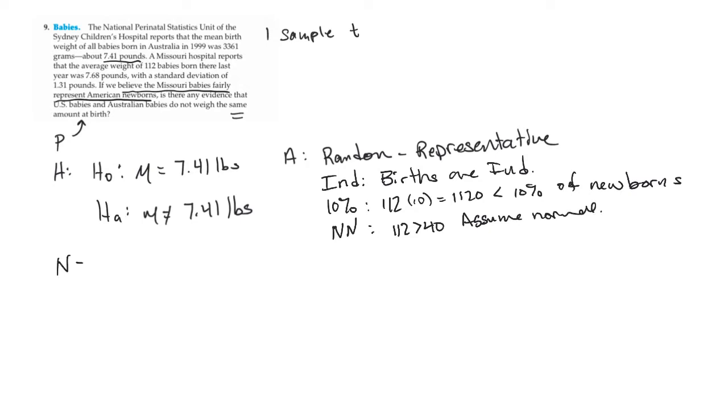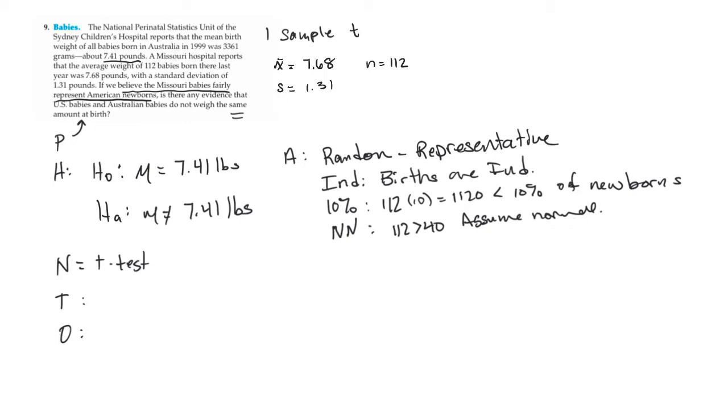Phantom, N is going to be our one. Well, it's really just T test. That's what you find in your calculator. The values we're going to be typing into our T test: obviously, we have our average. Our x bar is 7.68. The standard deviation is 1.31, and my sample size is 112.